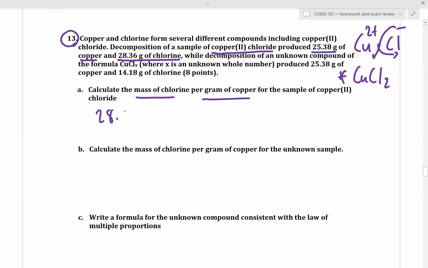So we have 28.36 grams of chlorine. The reason why I'm writing it as chlorine atoms is it's a question regarding element composition rather than products of decomposition. Don't worry about that until chapter 4. It's mainly just this idea that in our sample, we have chloride ions, not chlorine molecules. Okay, we're then going to divide by the mass of copper. And what is our mass of copper in this case? Yep, 25.38.